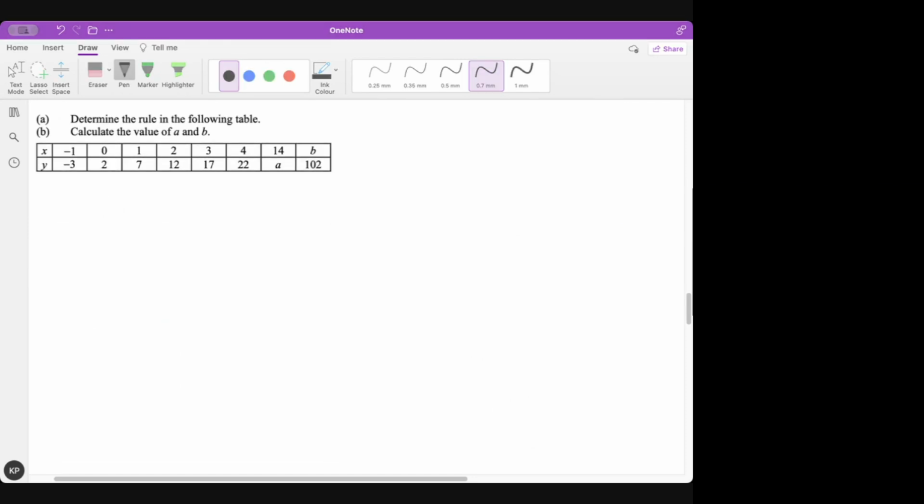Great. We have another one where we need a rule. Determine the rule of the following table and then calculate the value of A and B. Once again, y is equal to mx plus c. Okay, let's choose coordinates first. Give me two coordinates that we're going to use to find the gradient. Any two coordinates. 2, 12. Where is it? Okay, we're going to use this guy. And another one.